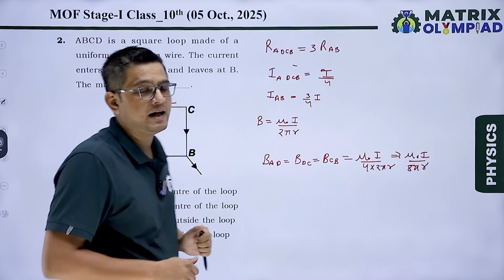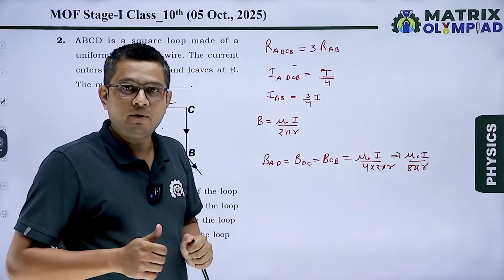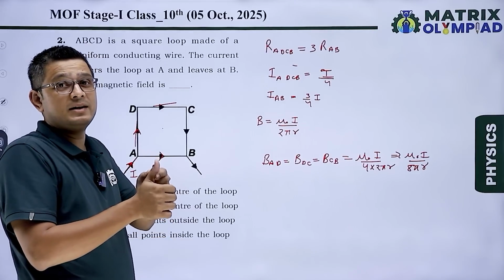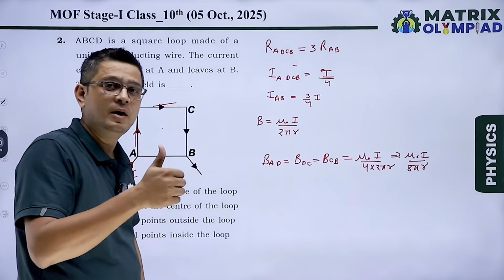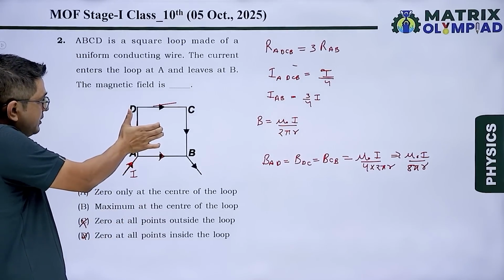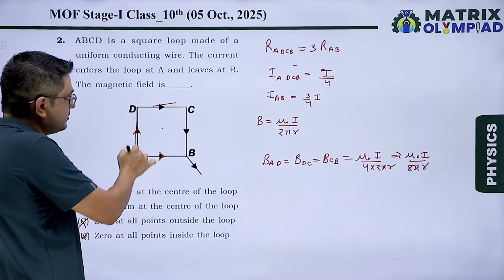So as we know that the direction of magnetic field can be found by right hand thumb rule. Thumb is the direction of current, then curved finger will give the direction of magnetic field. So due to this section, the magnetic field will be inward, okay.